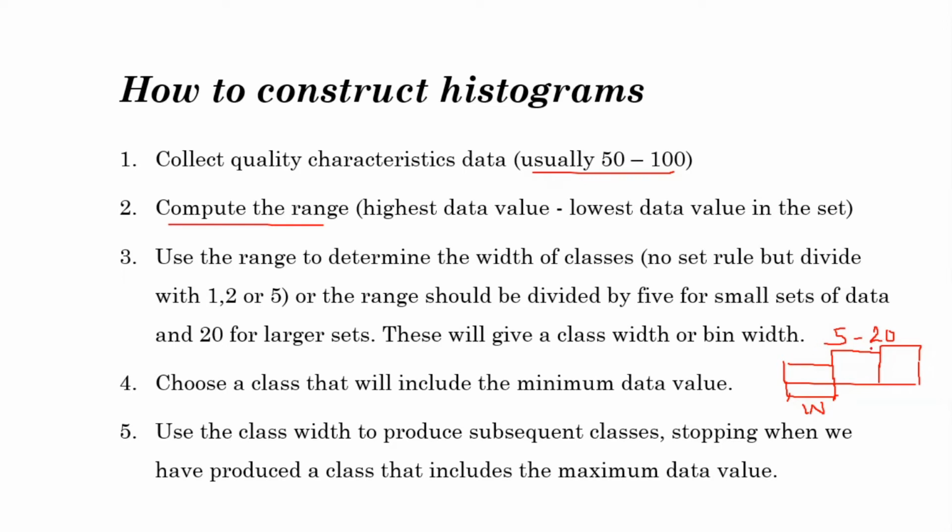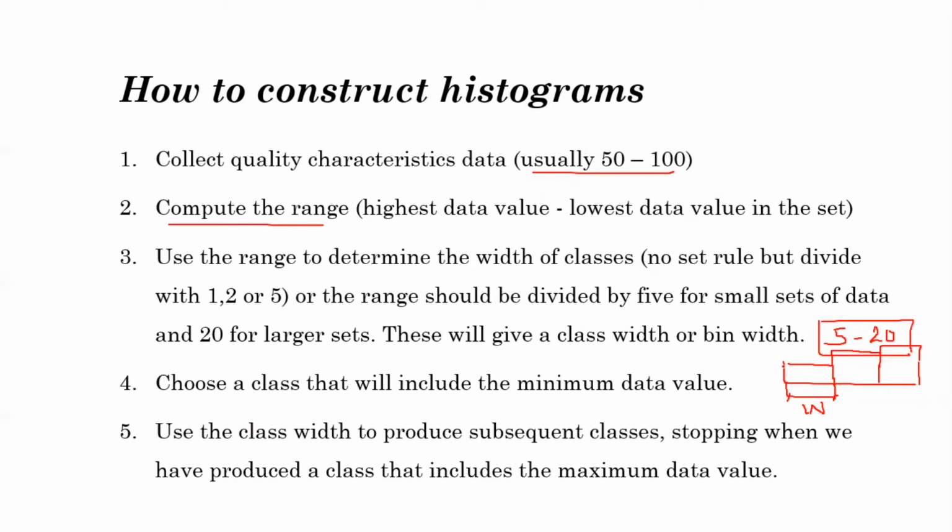If you have too many classes, for example here we have 1, 2, 3 classes, if you have more than 20, then you would have too many details, or you might even have some voids in the middle, which would not really be descriptive about the process. So usually what is recommended is that we have 5 to 20 classes.